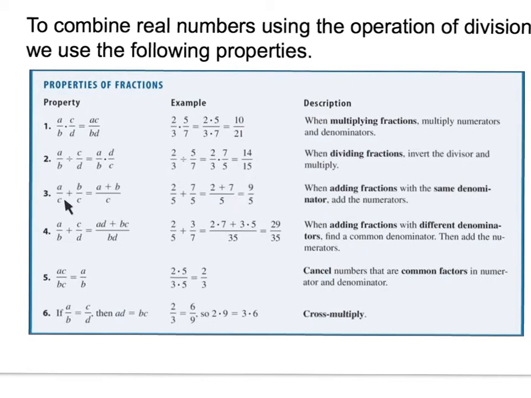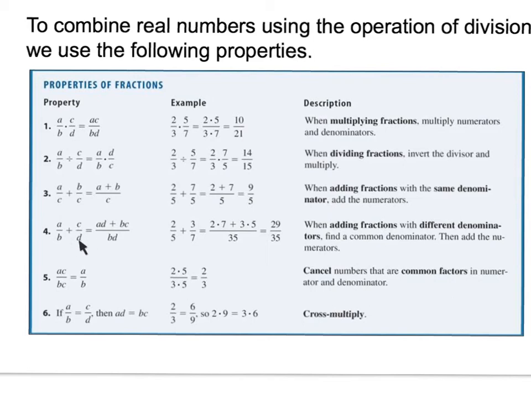Now when we're adding fractions, here's where we have to get a common denominator. If it already has a common denominator, you're good. Just add the a and b and keep the c. So 2/5 plus 7/5 would be 2 plus 7 over 5, or 9/5. Leave your answer in improper fraction form. You don't need to write it as a mixed number.